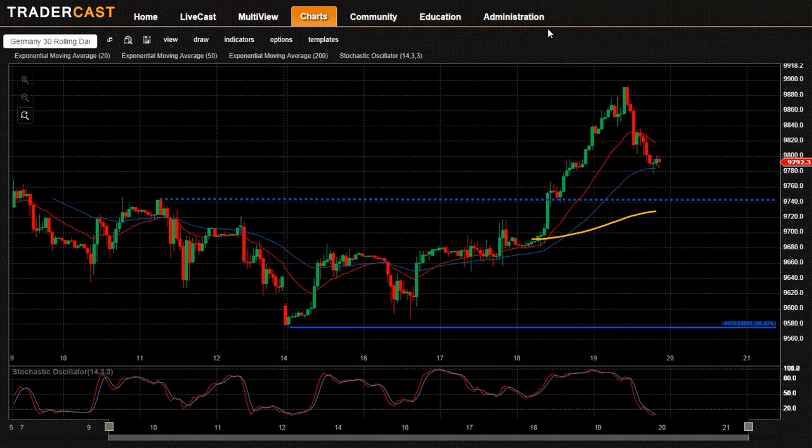If this does prove to be a corrective pullback and the current levels hold, the initial support is the 50 period moving average on 1 hourly at 97.84. A loss of that level and a candle closing below there could potentially very quickly target 97.40, maybe even 97.28, 97.30, which would be the 200 period moving average. So this area here would be a point of interest.